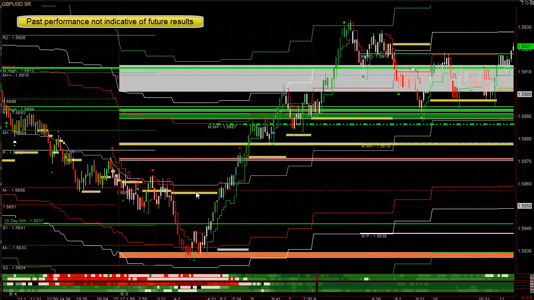It rallied back up, never got above that previous hour's point of control, but the next hour it opens up above the previous hour's, and it goes from below to above the hourly moving average. We're above last week's average price, so weekly and monthly trends up. This is a trade that I would take.